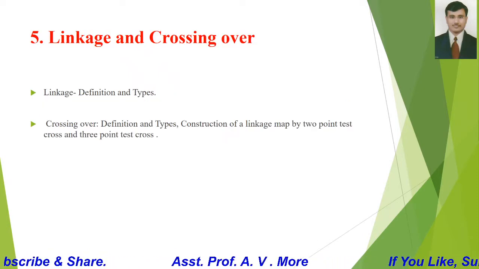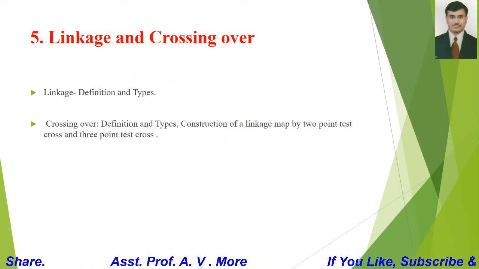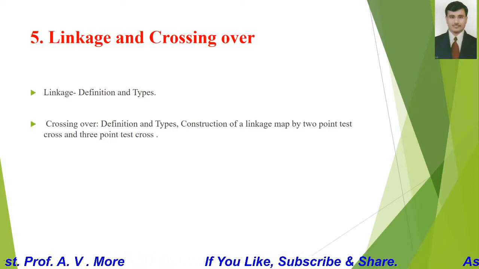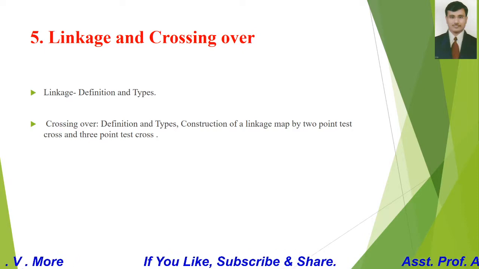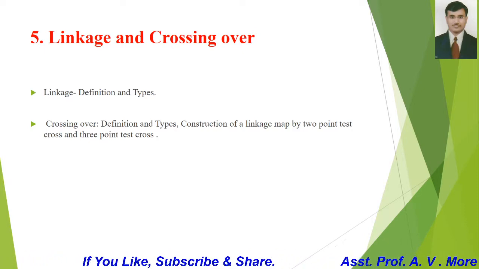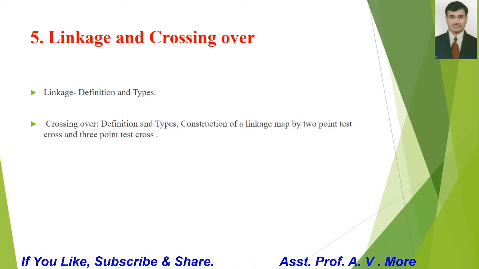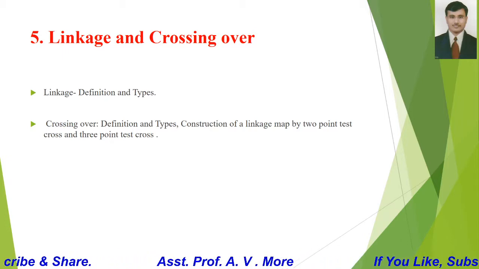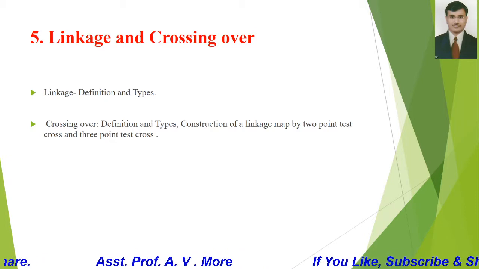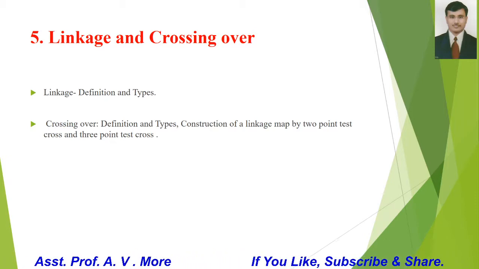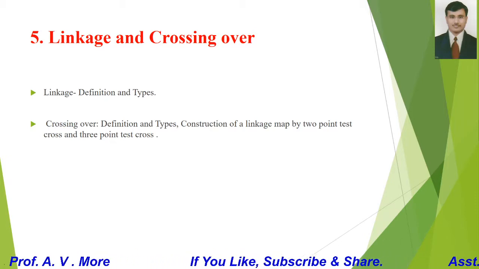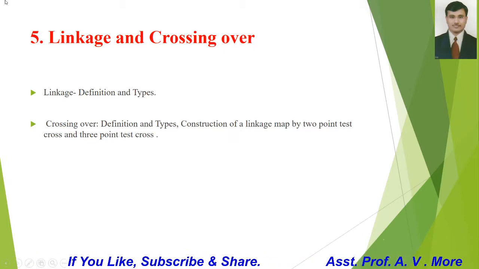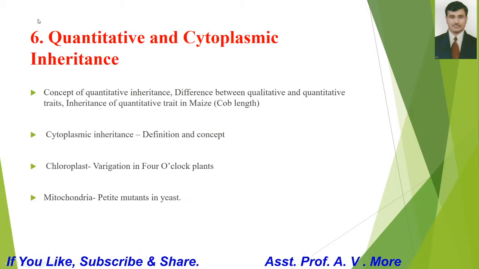Next, unit number 5, that is linkage and crossing over. In that unit we have to study linkage, its definition and types. And the second point is crossing over. In that point we have to study the definition of crossing over and its types, construction of linkage maps by two-point test cross and three-point test cross ratio. So all those points we have to study in that unit, that is unit number 5.